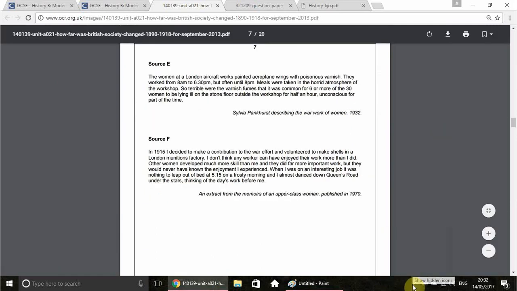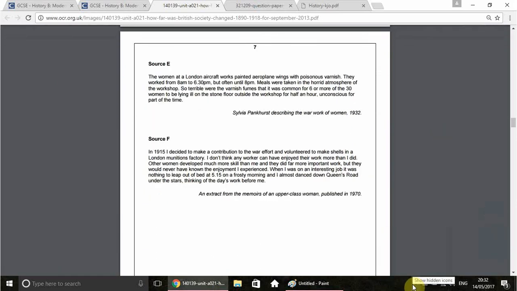Okay, so you might want to take a moment to have a look at these two sources and read them through. Okay, so the two sources have got quite different tones. It's really important for this question to look at who wrote it. So this one's written by Sylvia Pankhurst, describing the war work of women in 1932.